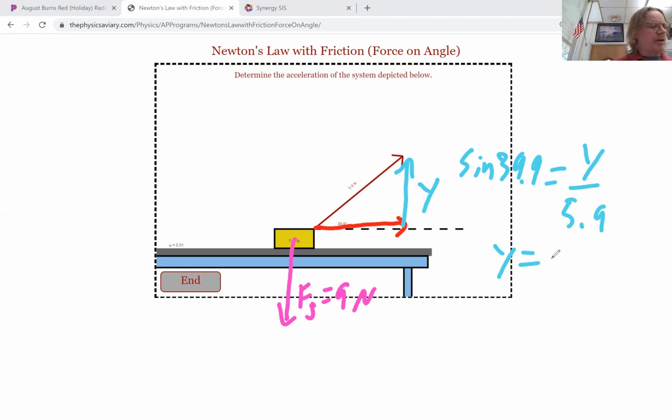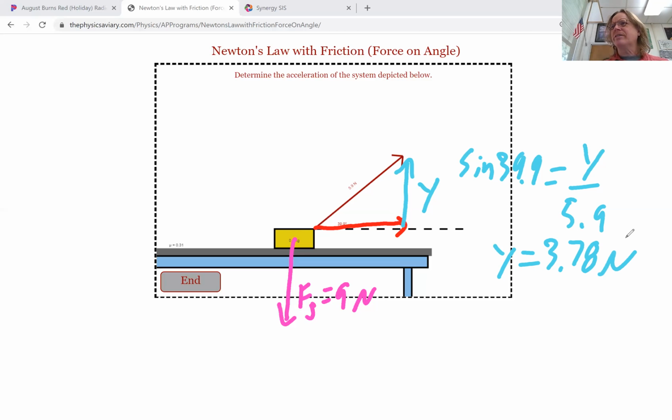The reason I have to do that is I have friction here, and I don't know how big the friction force is yet. I need to know what the friction force is backwards. We'll get to that in just a moment. But when you have it at an angle, you usually have to resolve things into X and Y components. So 39.9 sine times 5.9 is 3.78. That's reasonable, 3.78 Newtons.